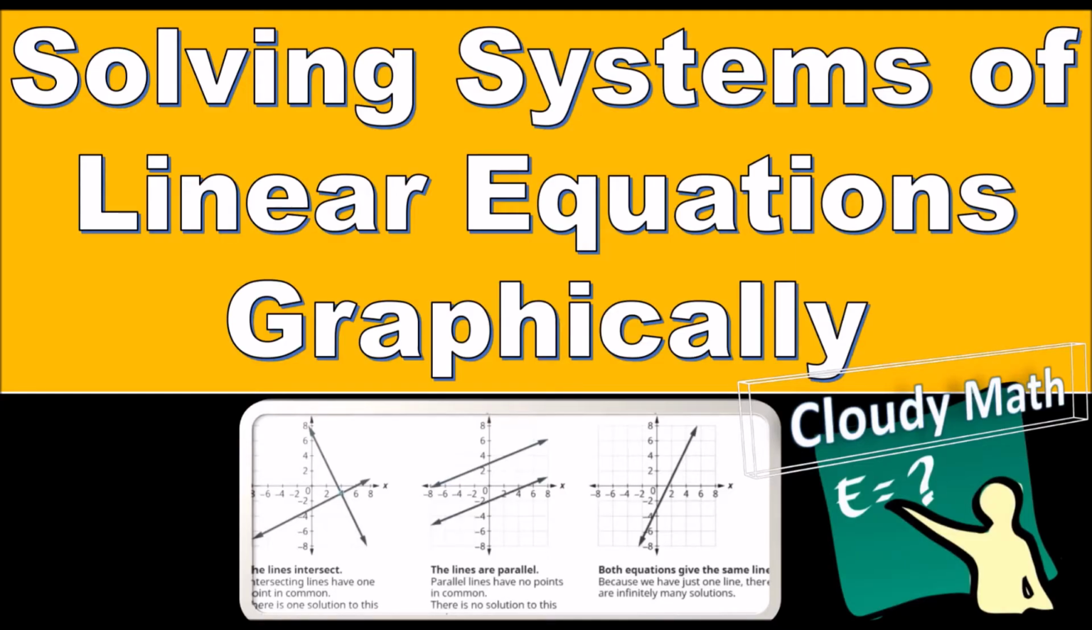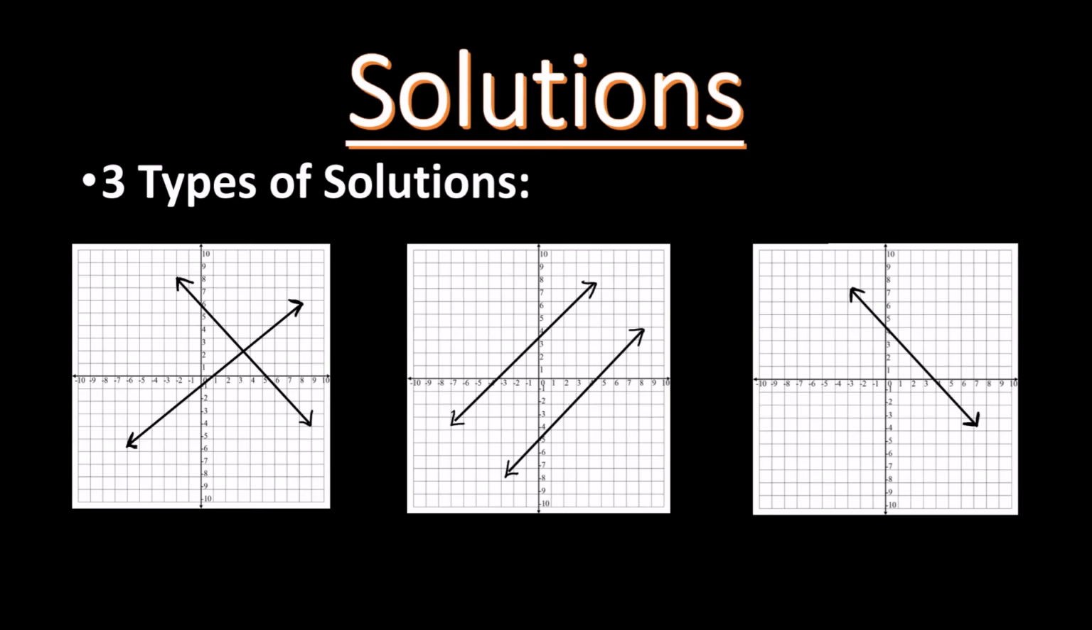Today I want to show you how to solve systems of linear equations graphically. Let's look at the solutions. There are three possible solutions to the system of linear equations. The first graph intersects at one point. In this case, the system of equations has only one solution, given by the point of intersection.